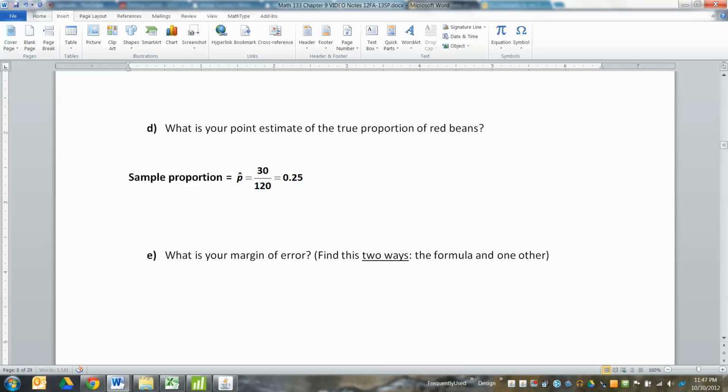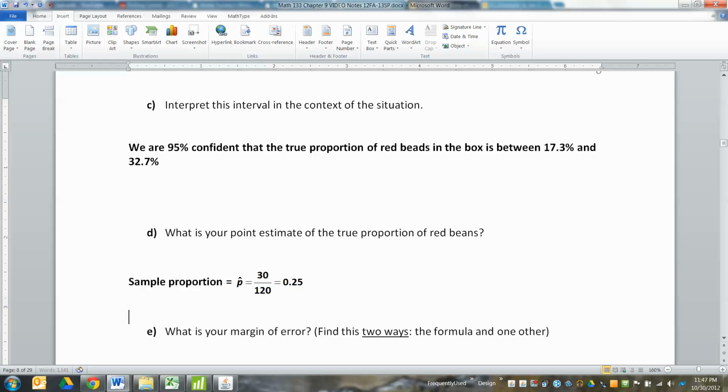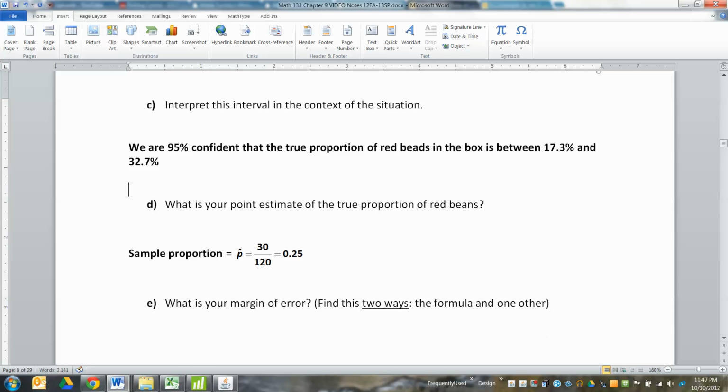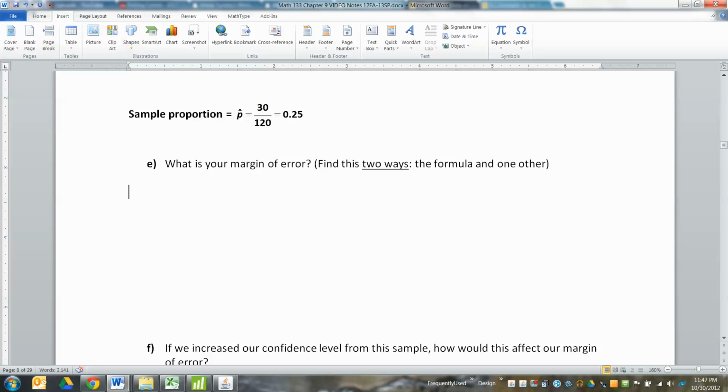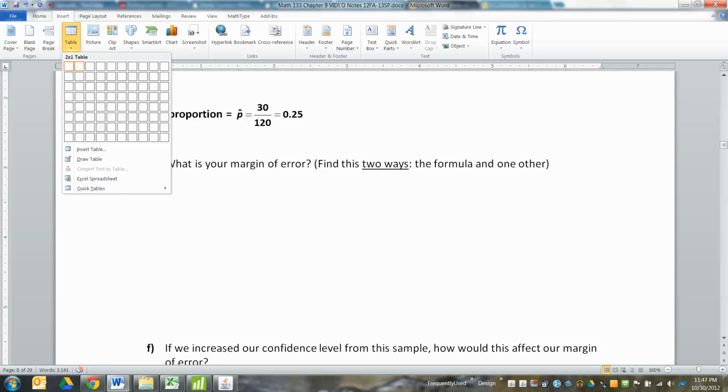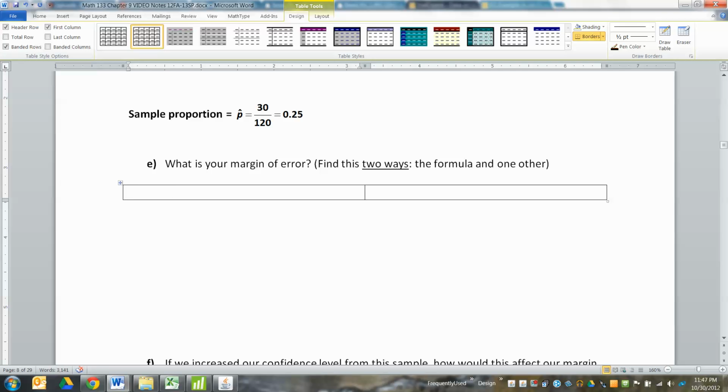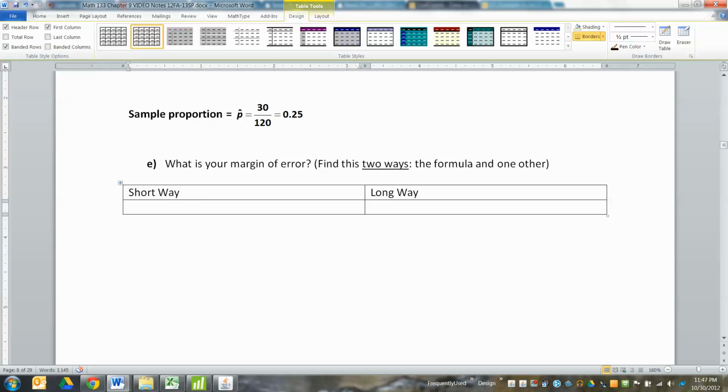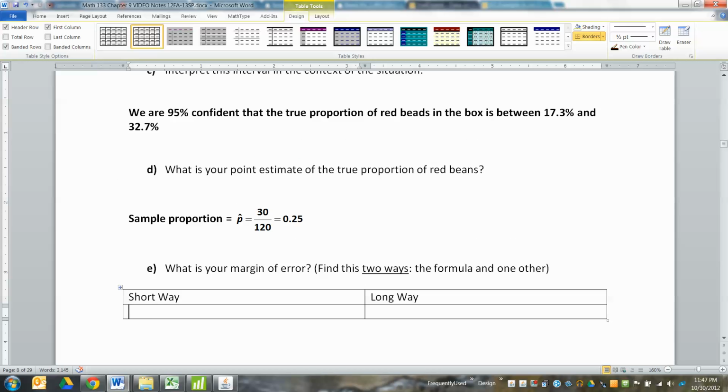Now, what was your margin of error? I know it was 7.7% because we found it before, but how will we find it now? Well, you can do this two ways. So let me insert a table here. We're going to do the quick way, the easy way, and the formula way. How about this way? The short way and the long way. Okay, so the short way is saying, look, I know that the interval is 17.3%.